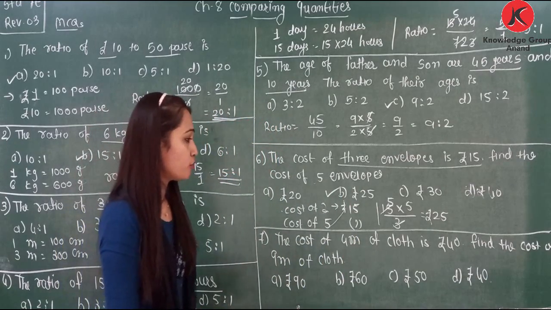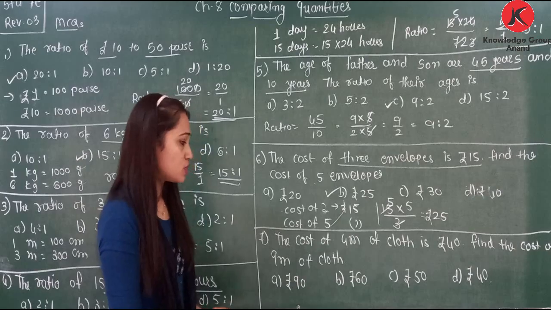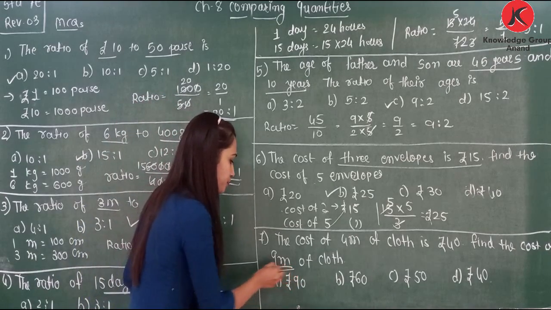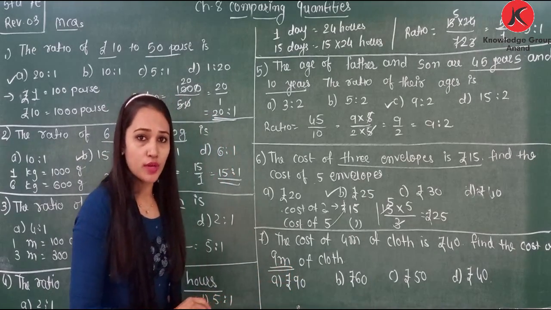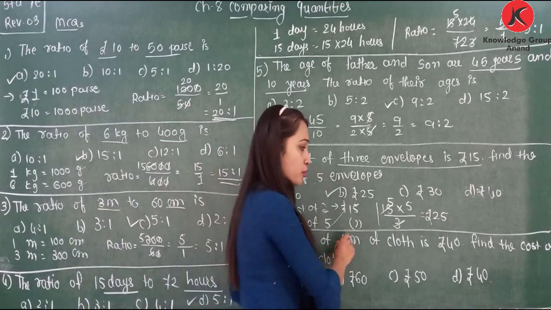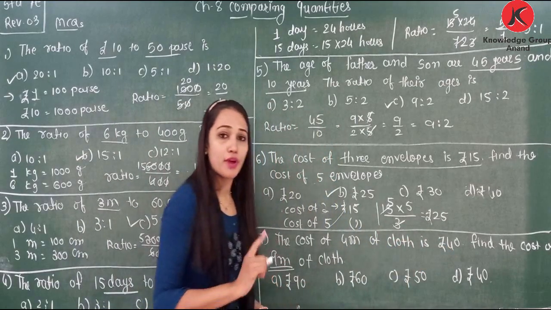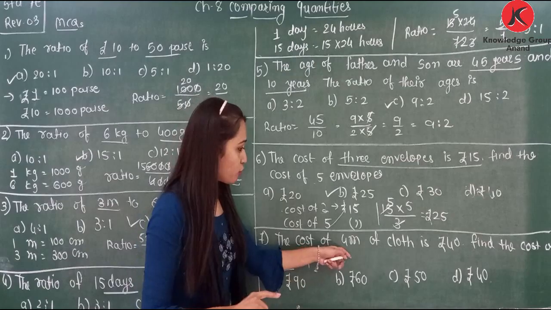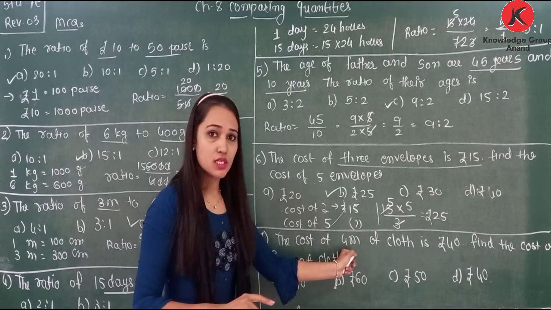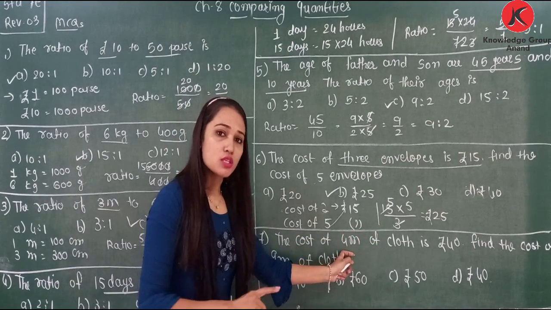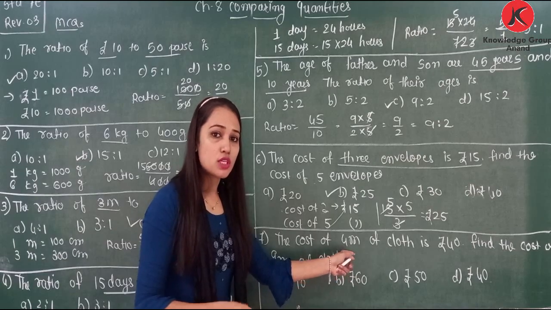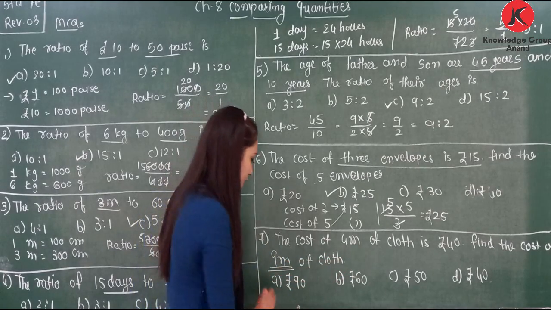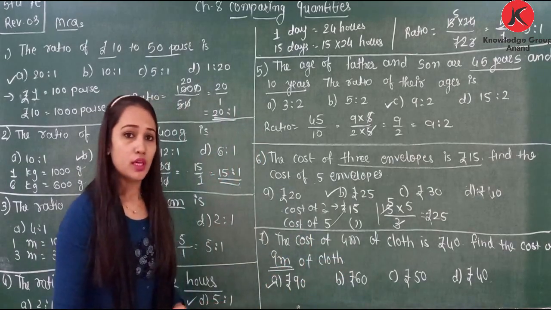The cost of 4 meter cloth is 40 rupees. What is the cost of 9 meter? Again you can use the unitary method. Cost of 4 meter is 40. So what is the cost of 1 meter? Cost of 1 meter is 10 rupees. Then what is the cost of 9 meter? It is 90 rupees. So that is option A.